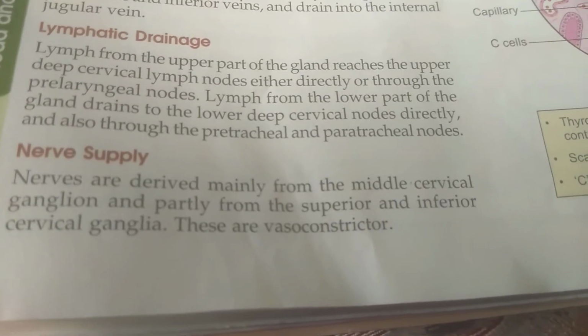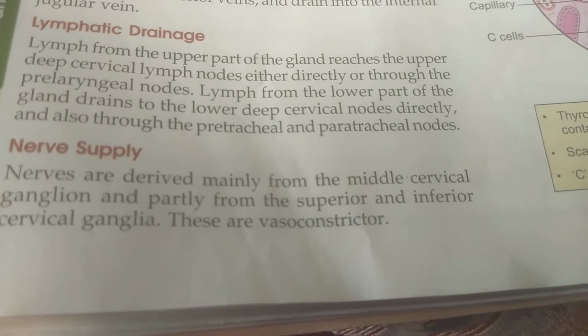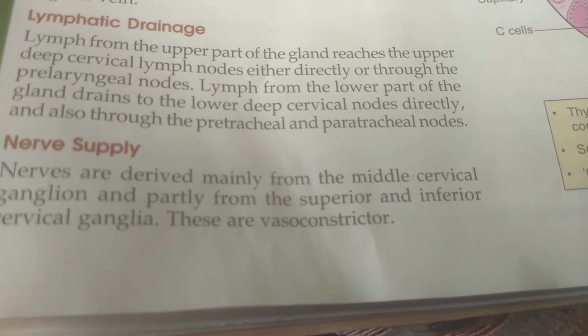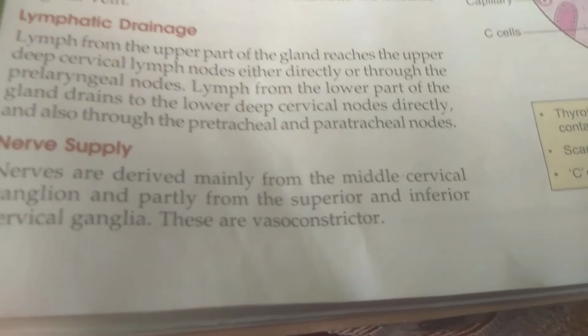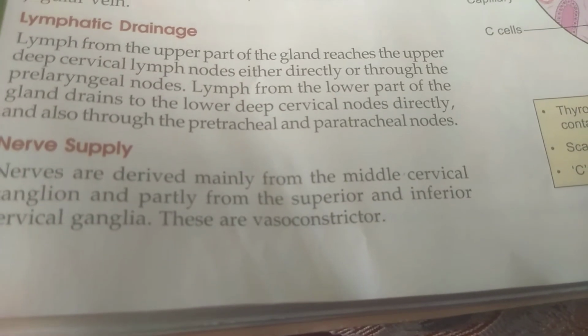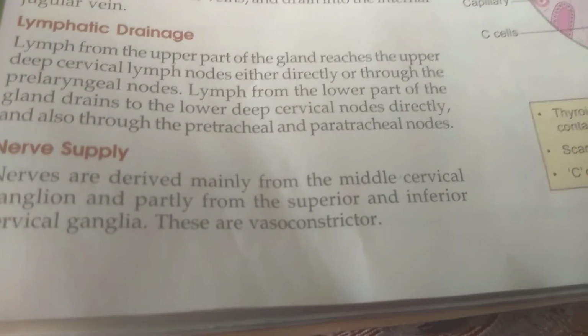So you have to learn the superior cervical ganglion, the middle cervical ganglion and inferior cervical ganglion, but the basic nerve supply is coming from the middle cervical ganglion, and these are vasoconstrictor. Now next comes the histology. This is very important histology.